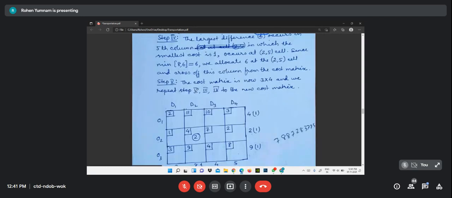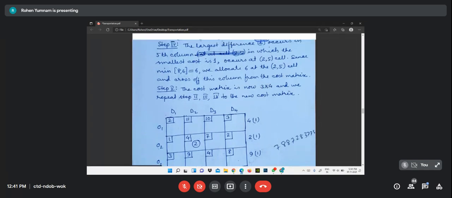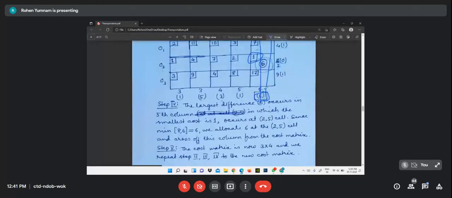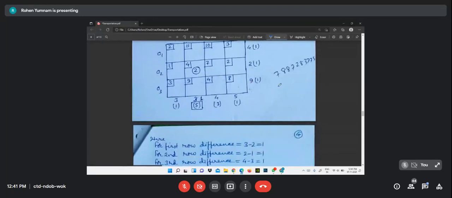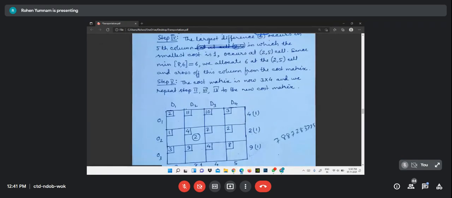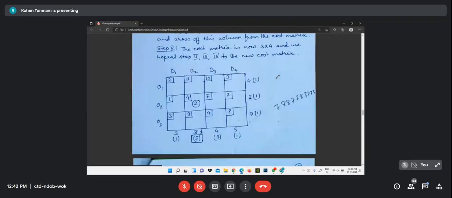And the next will be step 5. The cost matrix, now from this, it is reduced to this. After cutting off the fifth column, now it is reduced to this. The largest difference occurs. Okay, step 5. This earlier it was 5. Now it is 8. It was changed to 2. And now in this case, again, you have to take the difference again.